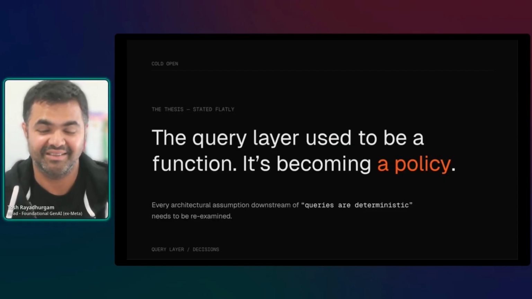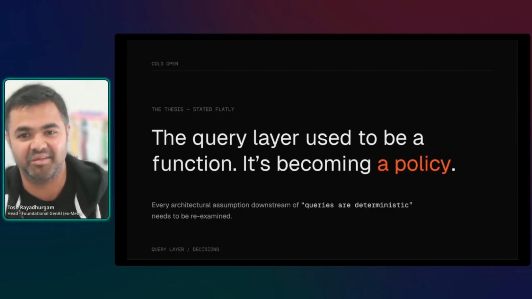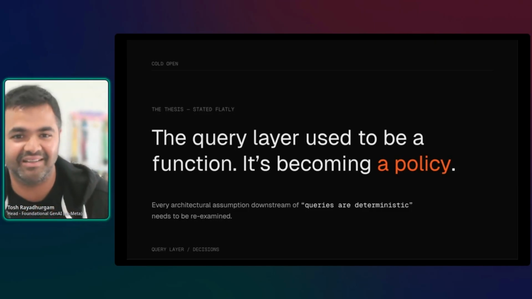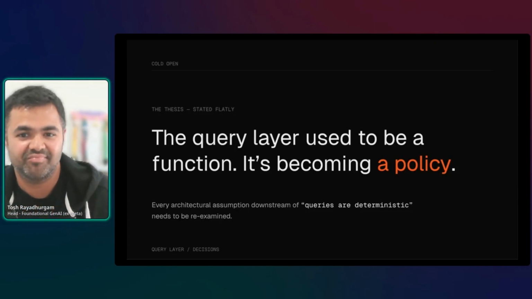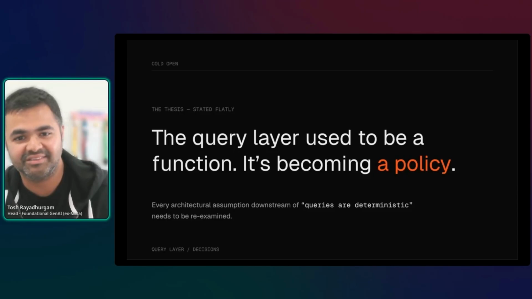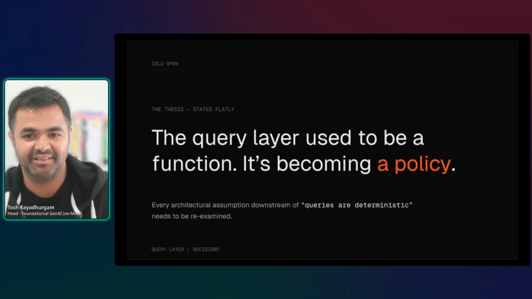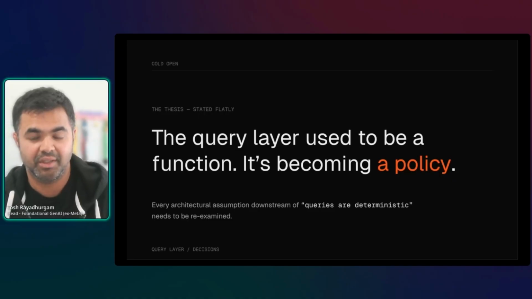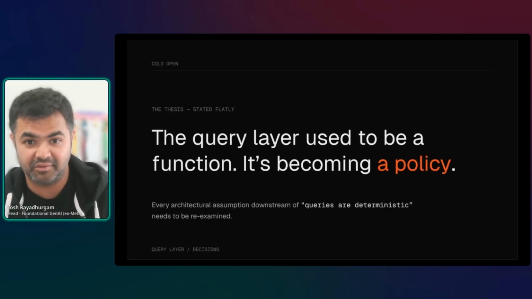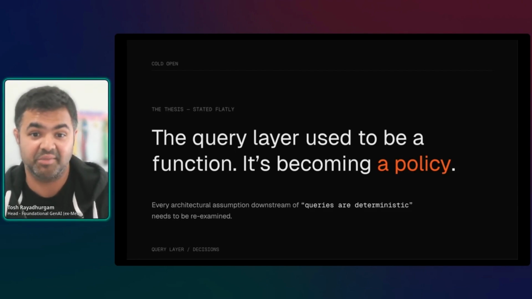So here's the thesis that I'm mentioning as flatly as I can. The query layer used to be a function, but it's becoming a policy, right? And the reason this matters is because every architectural assumption of downstream queries has been deterministic. And now we have to re-examine, right?